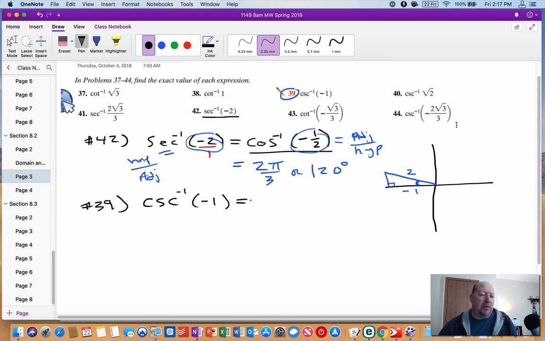All right, well, the reciprocal of cosecant is the sine. So that's the same thing as saying the inverse sine of negative 1, because the reciprocal of negative 1 is negative 1. So we need to find an angle between negative pi over 2 and positive pi over 2. If it's in the fourth quadrant, we're going to give it as a negative angle. If it's in the first quadrant, we'll give it a positive angle, because that's the range of the inverse sine.